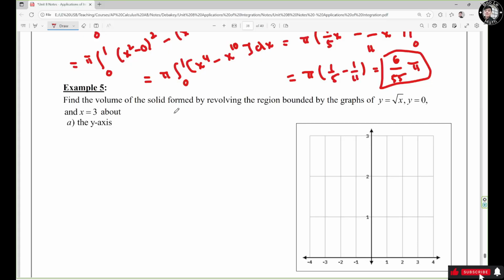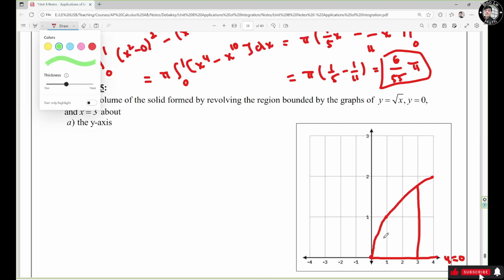We need to find the volume of the solids formed by revolving the regions bounded by the graphs y equals square root of s. So s equals 0, y equals 0, it's going to be right here. s equals 1, y equals 1, and s equals 4, y equals 2. So it could be something like this. Alright, y equals 0, which is the x-axis, right here. And s equals 3, so it could be right here. So the region should be this guy.